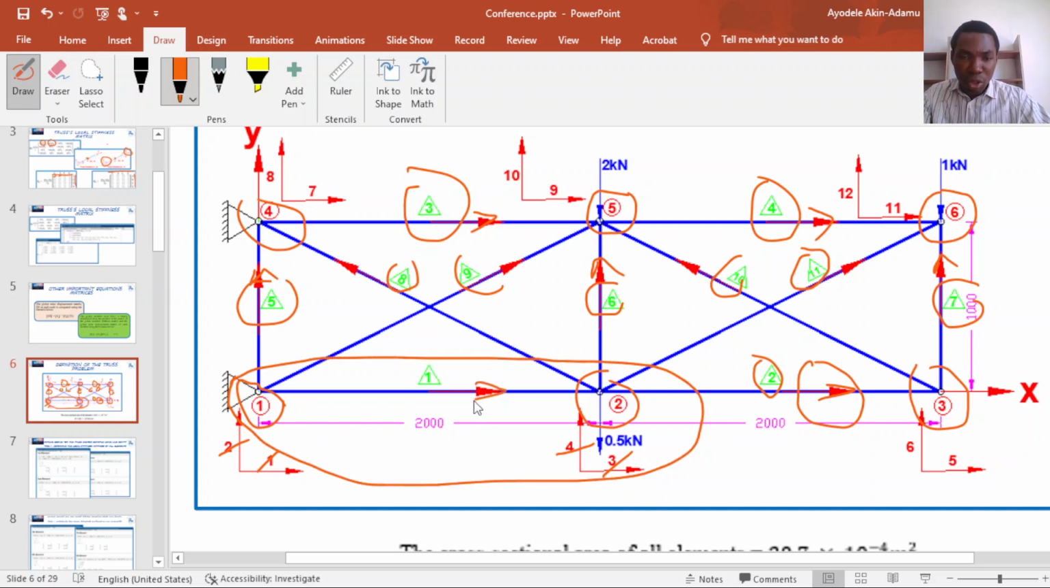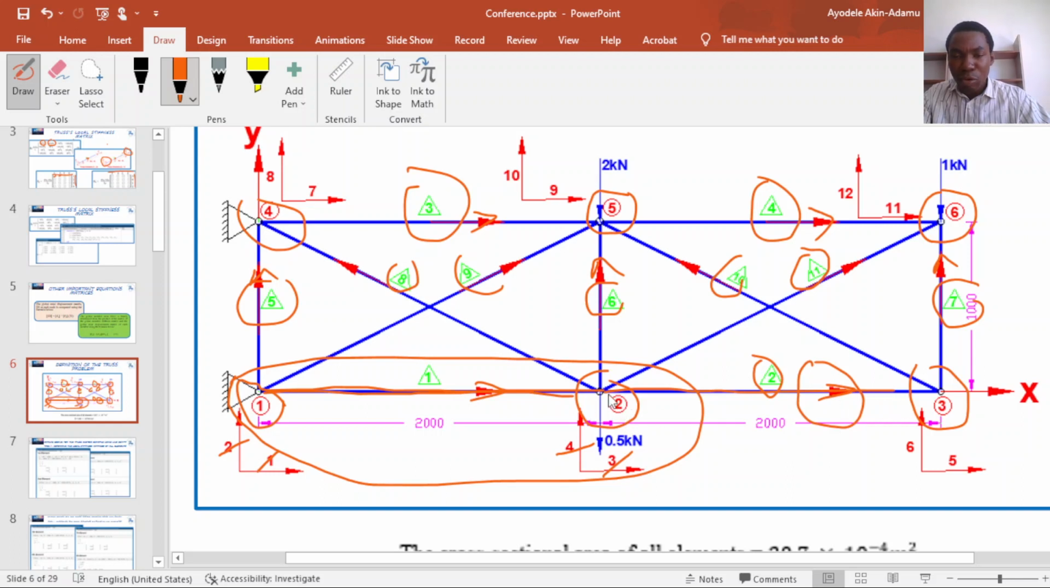Since the direction we choose for element 1 is pointing from node 1 to node 2, that means we will measure our angle from node 1 of the element, because the arrow is pointing from node 1. And we can see that the element is completely horizontal. So the angle between the positive x axis and the member is 0 because this member is horizontal. So theta is 0.